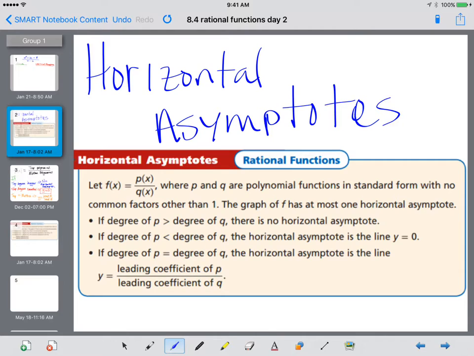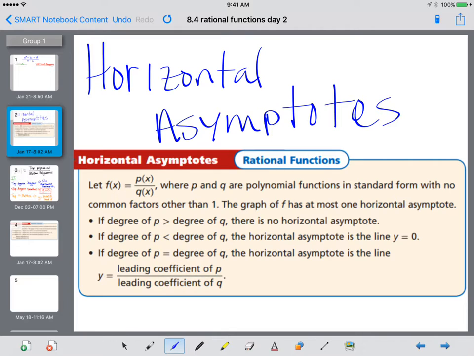For example, our 3 bold points here are our 3 options. If the degree of p, which is the degree on top, is bigger, there's no horizontal asymptote. If the degree of the top one is smaller, the horizontal asymptote is y equals 0. And if the degrees are the same, it is the line y equals the leading coefficient of the top polynomial divided by the leading coefficient of the bottom.